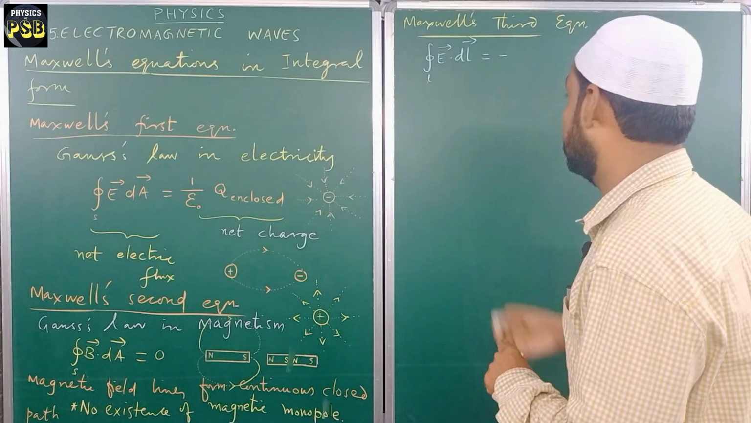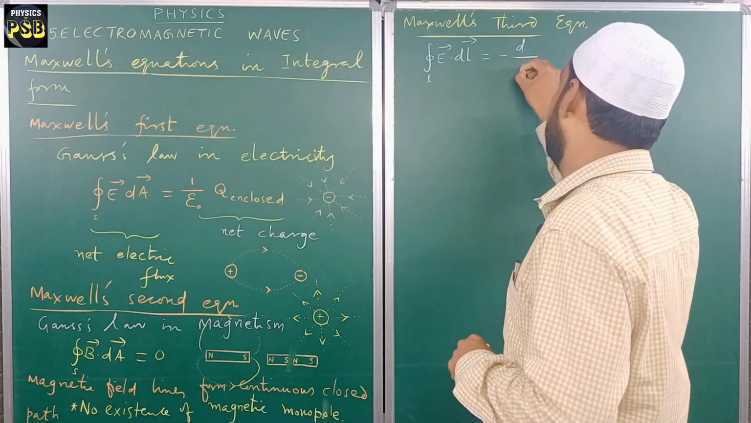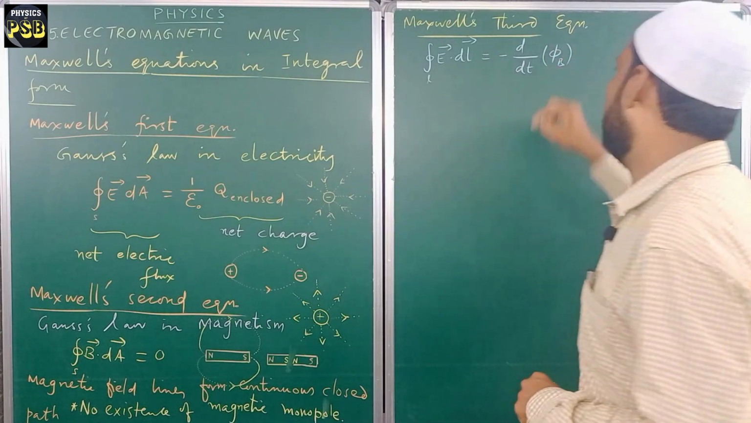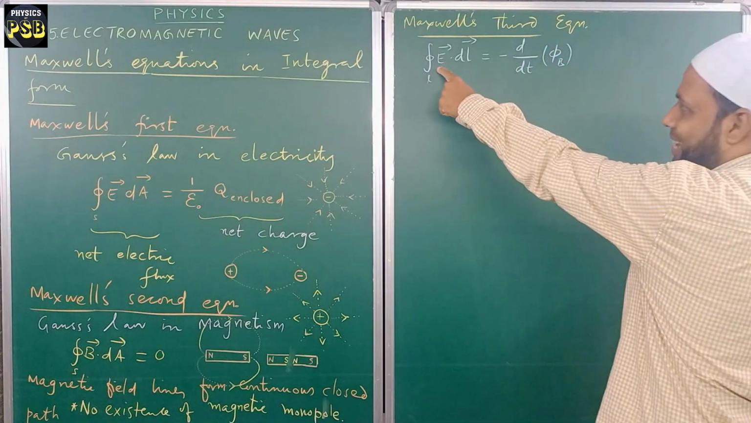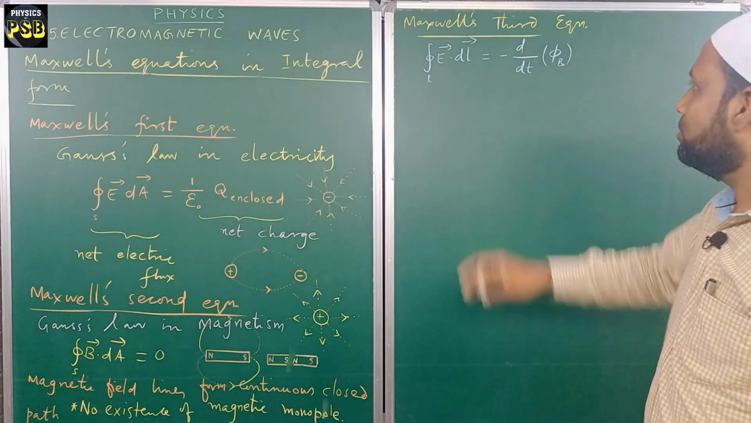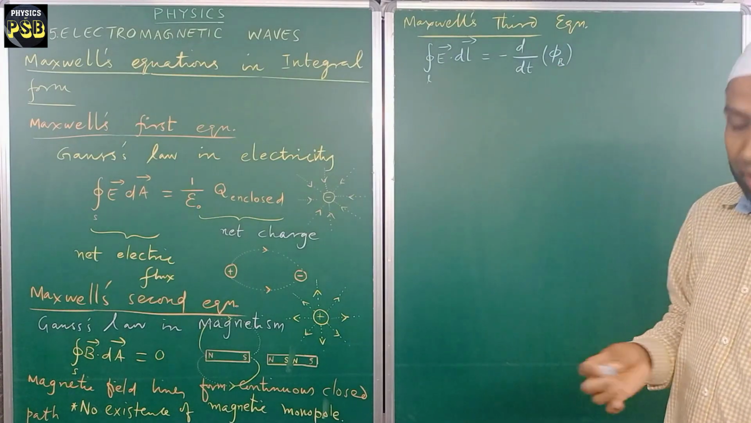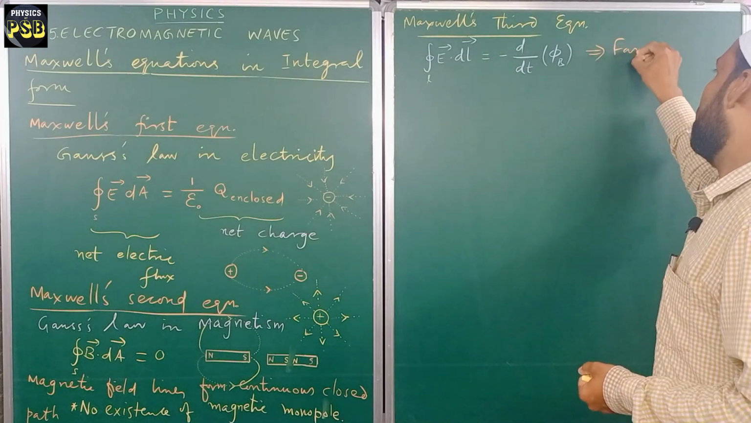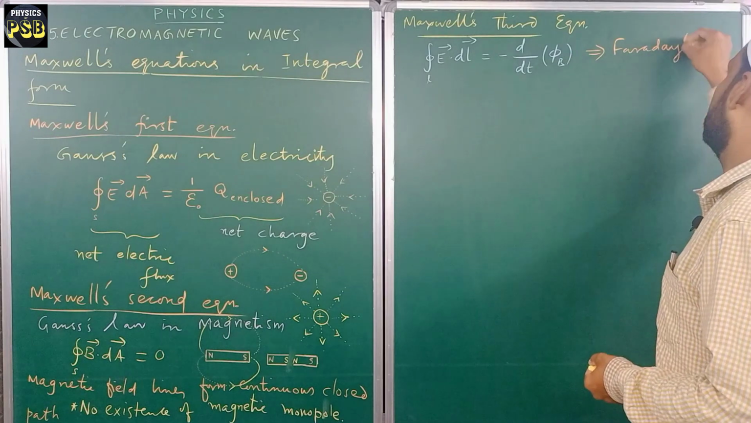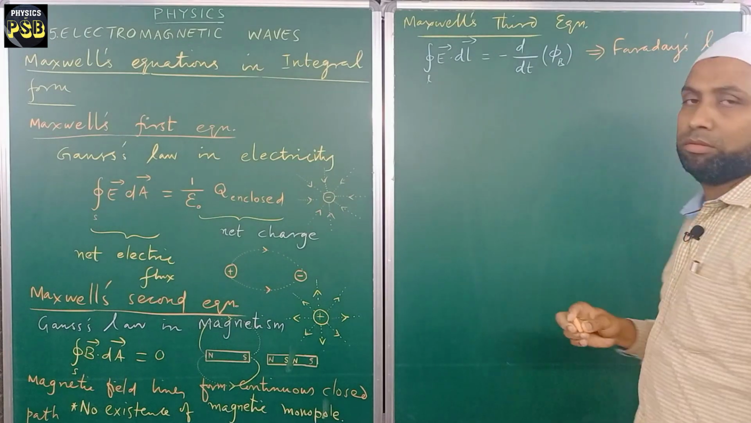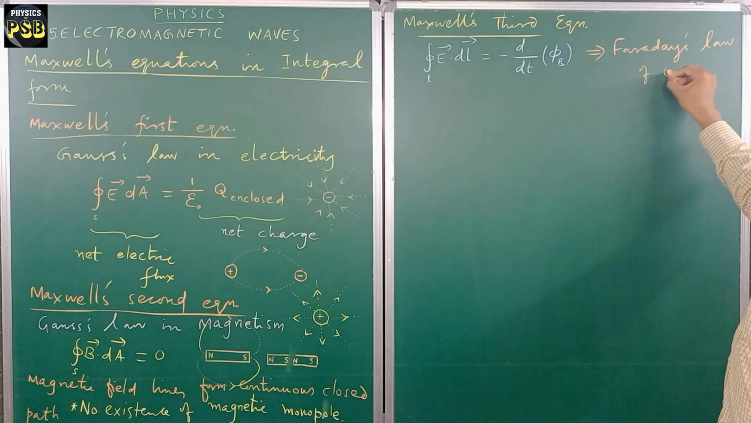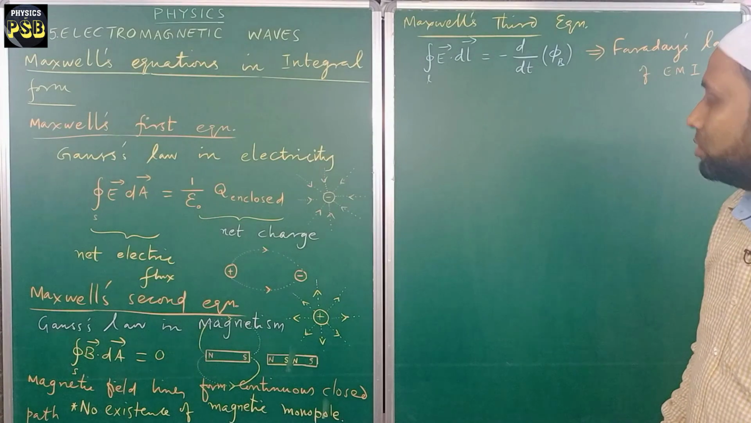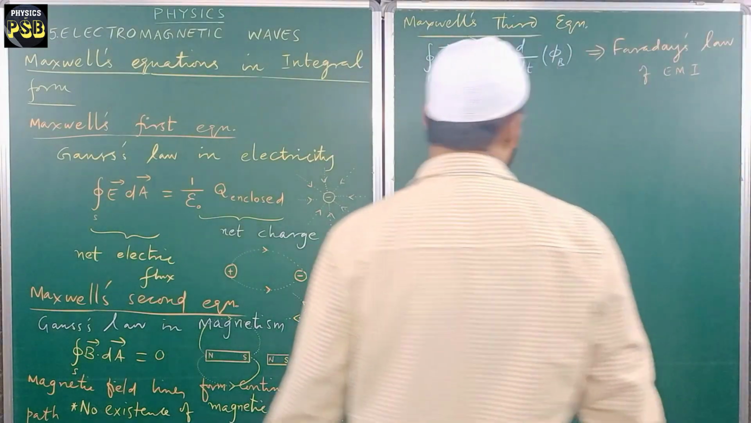Rate of change of magnetic flux. So d by dt of phi b. Here phi b stands for magnetic flux and E stands for electric field. So Maxwell's third equation is nothing but Faraday's law of electromagnetic induction. Now it plays a very important role in the revolution of modern science.